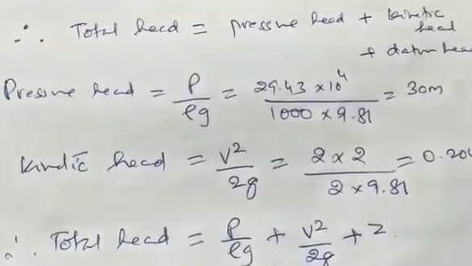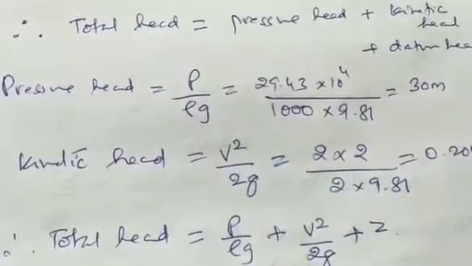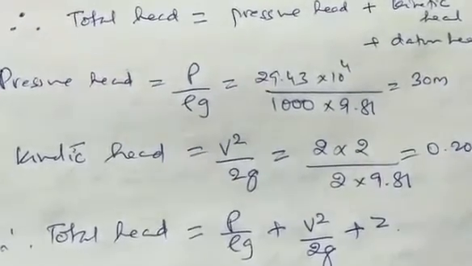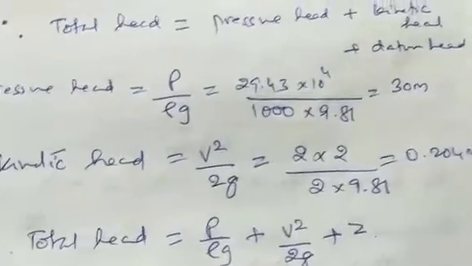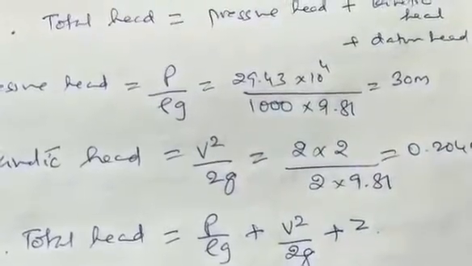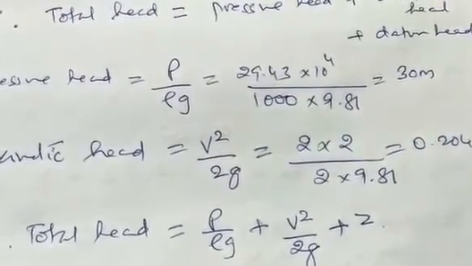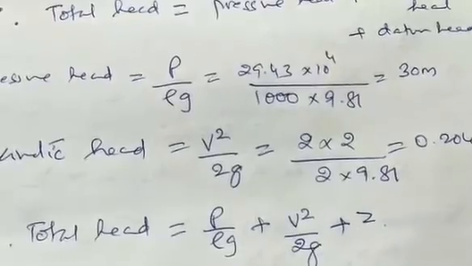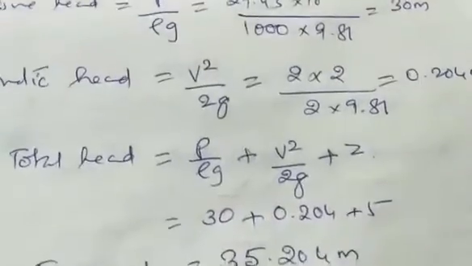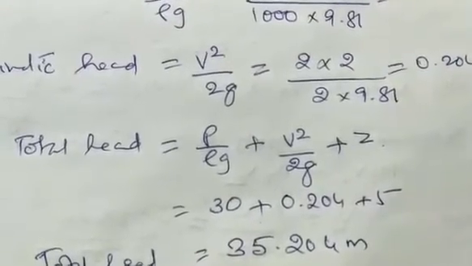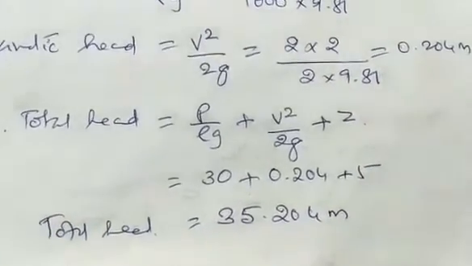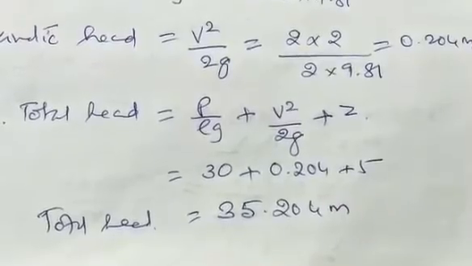Next is the kinetic head. Kinetic head is given by V square by 2g, where velocity is given as 2 meter per second. So V square is 2 square divided by 2g. You will get it as 0.204 meter. Next, the total head is equal to the pressure head plus the kinetic head plus the datum head. The distance from the datum is already given as 5 meter. So we need to add the pressure head, the kinetic head and the datum head in order to get the total energy or the total head. From this calculation you will get the total head as 35.204 meter.